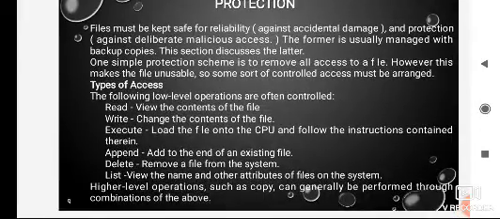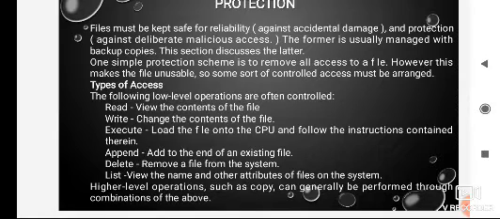Then protection: files must be kept safe for reliability and protected from improper access. The former is usually managed with backup copies. This is discussed later. One simple protection scheme is to remove all access to a file. However, this makes the file unusable, so some sort of controlled access must be arranged.